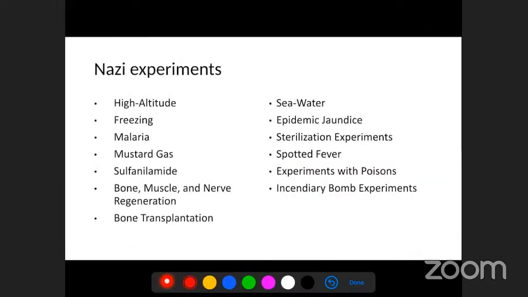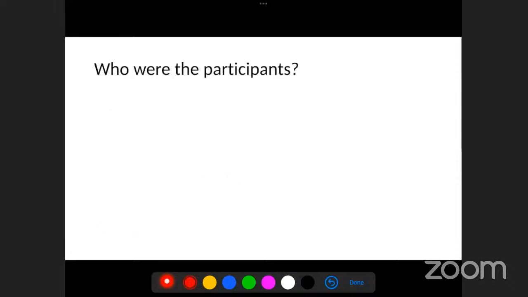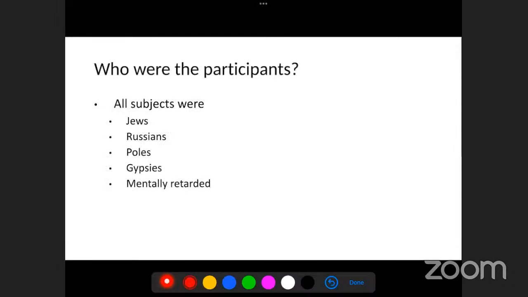For example, they did bone regeneration. They would break the bone, like break the femur, and see how fast it would regenerate and reunite. They would cut the spinal cord and see whether the spinal cord nerves would regenerate, etc. They did a lot of experiments. But what is the problem? None of the participants were the so-called Germans. All these participants were either Jews, Russians, Poles, Gypsies, mentally retarded people, and others who were kept captive by the German army, either prisoners of war or migrants and other people who were put in asylums run by the German army.